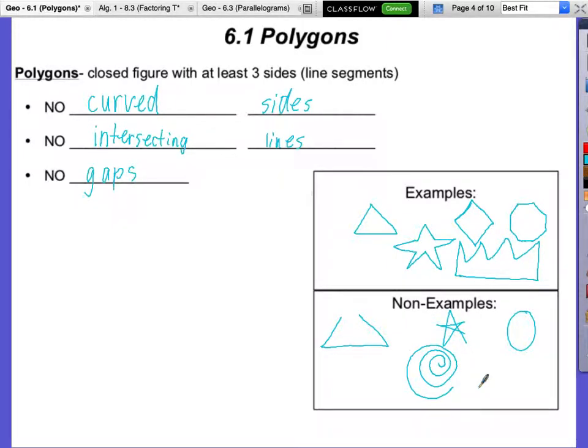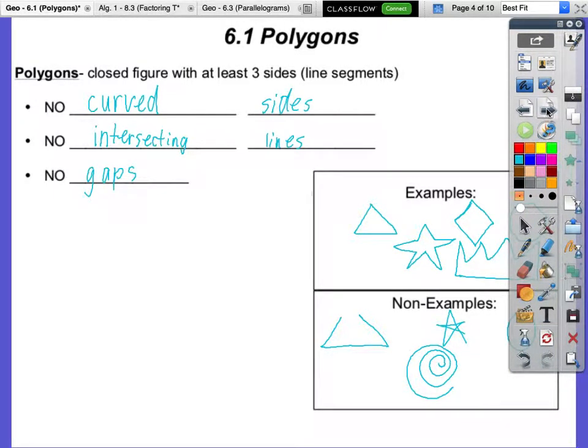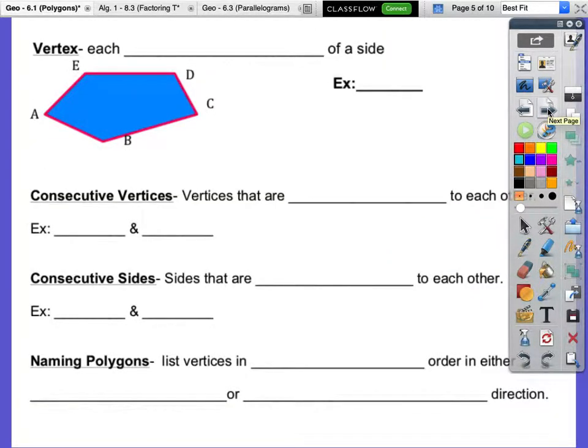Even though it's not a shape, it could be whatever it wants to be because we're just talking about shapes, for Christ's sake. A polygon is a shape. That's not a shape though. A spiral is not a shape. Shut up. Voice it off.